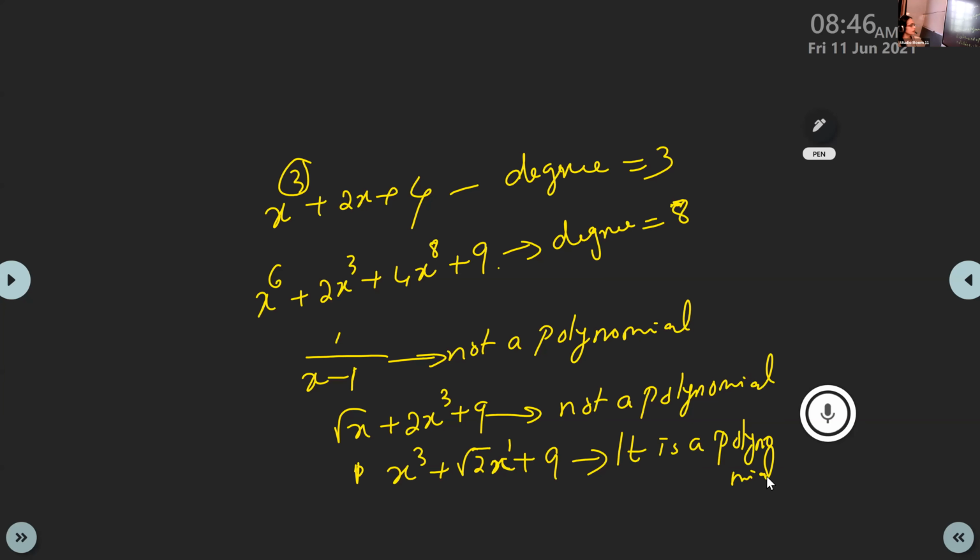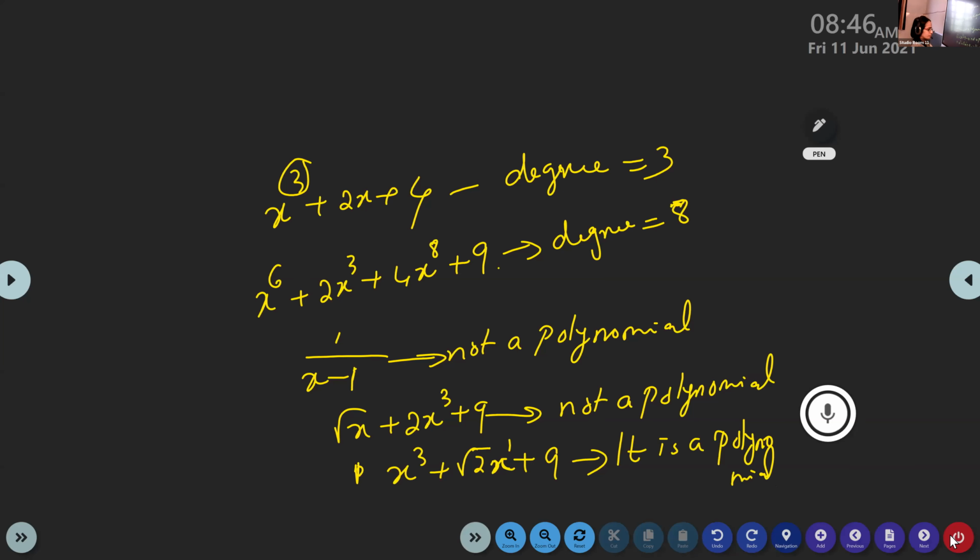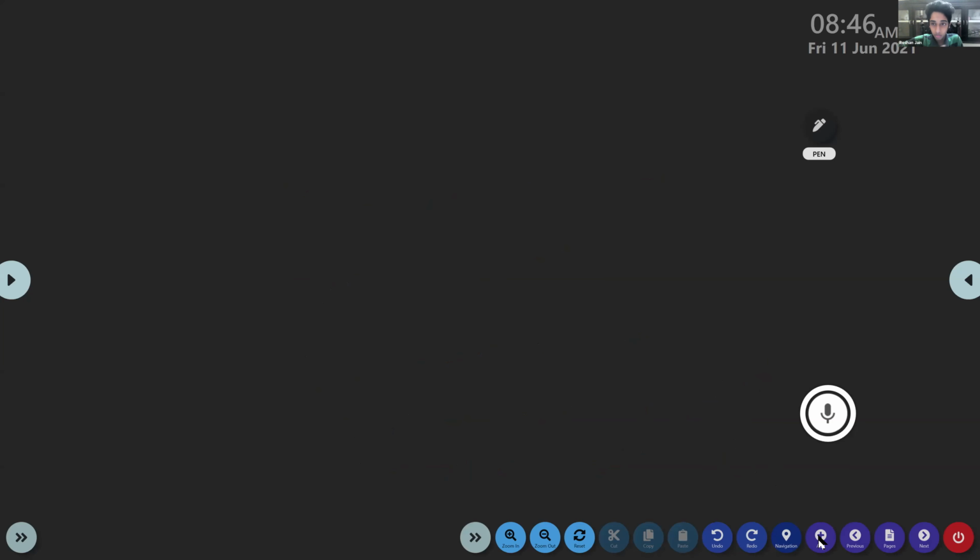Okay, so this is about polynomials. And what have you studied in this chapter after this? What next? Geometrical meaning of zeros of a polynomial. Okay, about zeros of the polynomial.